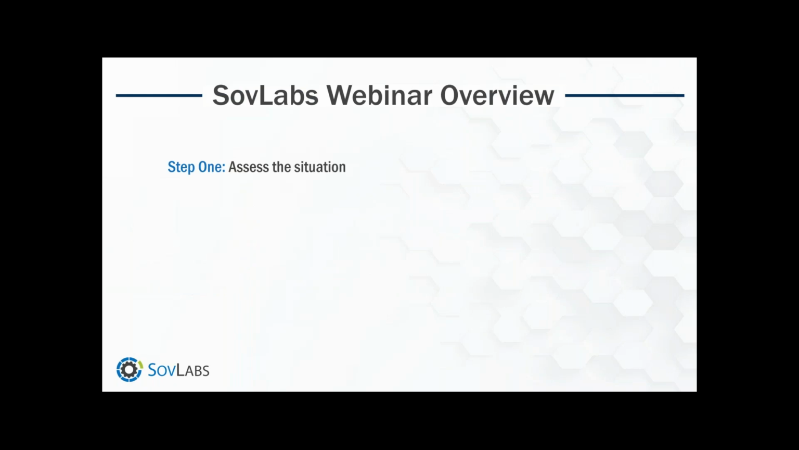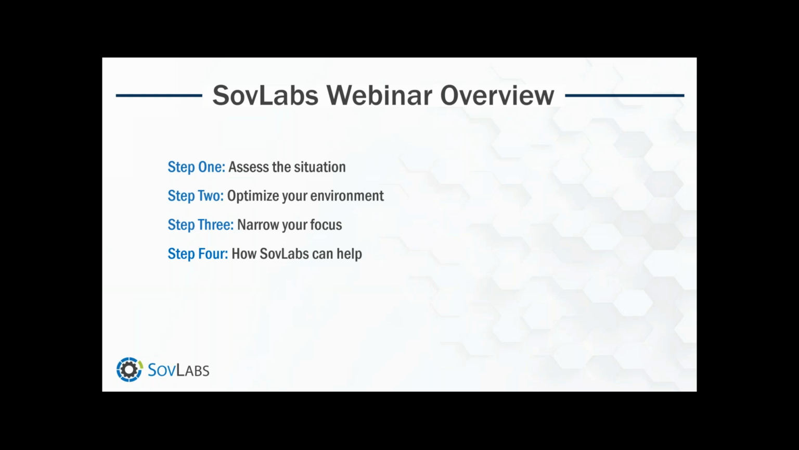In this webinar, we're going to talk about 4 key topics. 1 is assessing the situation. 2, optimizing your environment. 3, narrowing your focus and how SovLabs can help. And then we're going to do a case study and take some questions and answers.